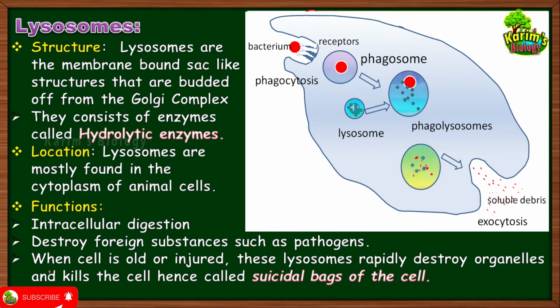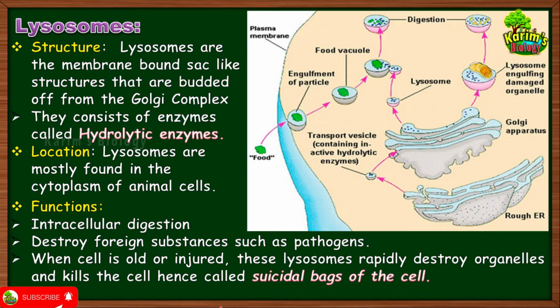And the last one is when the cell is old or injured. This is a very important point. When the cell is old or injured, these lysosomes rapidly destroy organelles and kill the cell. Hence they are called suicidal bags of the cell. So this is one of the very important roles played by lysosomes. The lysosomes are also able to destroy worn out cells, or the cell organelles which are no longer useful within the cell.